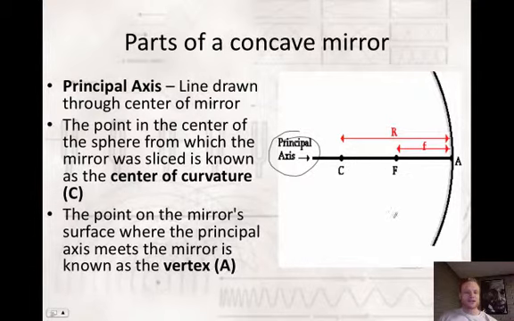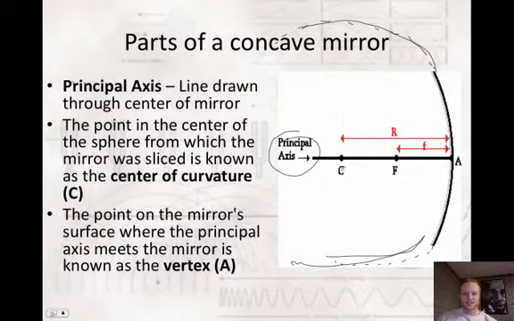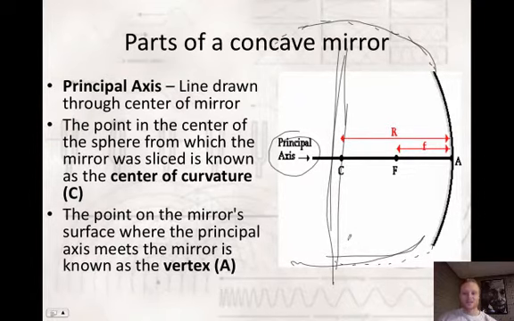Along this line there are some points that are important to know. The first is the point in the center of the sphere from which the mirror was sliced, known as the center of curvature. This is also known as the radius. If you think of the radius of a circle, it's half of its diameter. If I were to extend this circle outwards, you would notice the center of curvature is about half of the circle. This drawing is really poor, but the center of curvature is where the radius would be, the distance from the edge of the circle to the center, and that's along the principal axis.